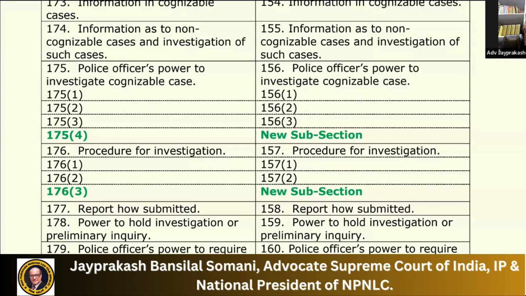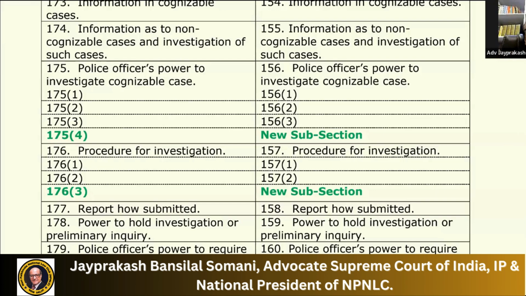BNSS section 175, police officers' power to investigate cognizable cases. Its earlier section was 156 in CrPC. 175(1), 175(2), 175(3), 175(4) from BNSS. 175(4) is a new subsection in BNSS. Its corresponding sections were 156(1), 156(2), 156(3) in CrPC. 156(4) was not there. That is a new subsection in 175 of BNSS, 175(4).